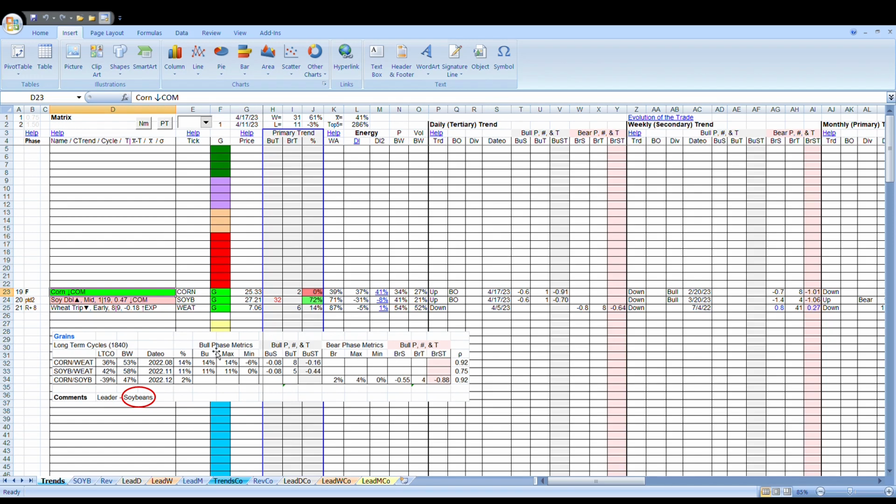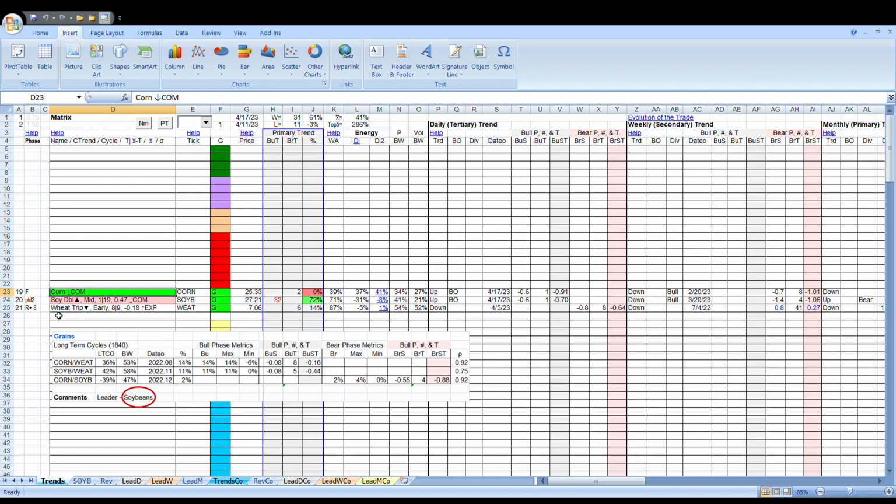This is what the computer studies and looks at longer term. We don't have this inside the normal matrix, but we talk about these in the reports. Soybeans is still the leader, and it's pretty obvious. It's the only one with the primary trend, BU for bull, BR for bear. It's the only one with the primary trend that's up, still producing a profit. It's the leader, and you can see the correlations here. Some things that they move around.